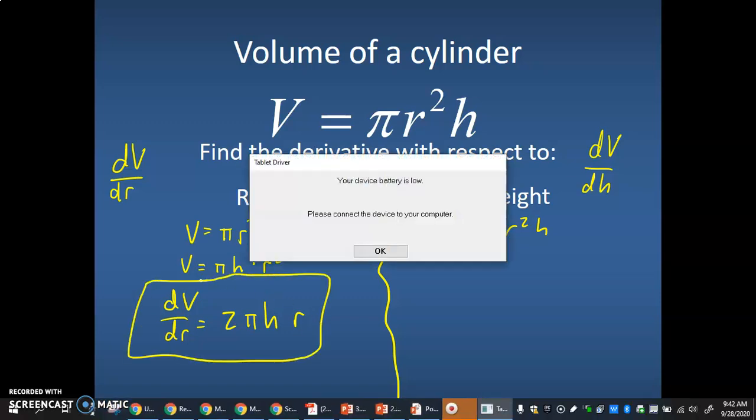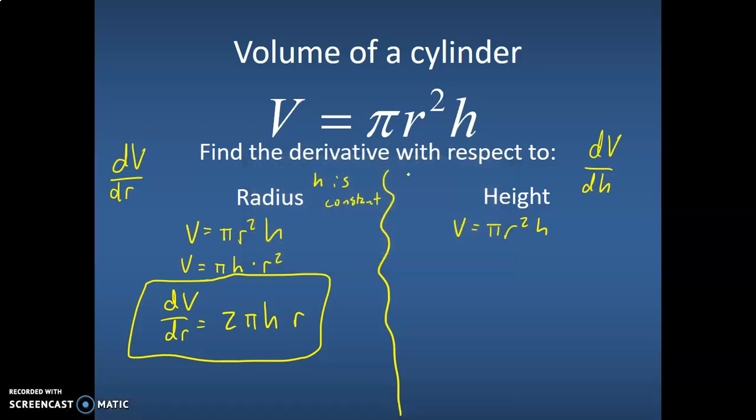Now, if I wanted to know the derivative of the volume with respect to the height, in this case, my radius would be constant. So we're pretending that the radius squared, this whole thing, is a constant, and I'm basically just taking the derivative of a linear function here. So the derivative of volume with respect to height would just be pi r squared.